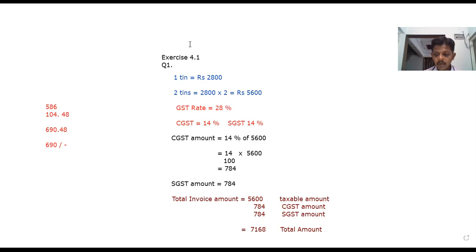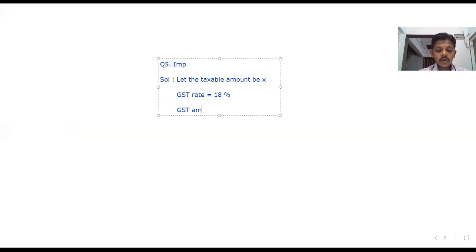See, listen to me now. This is a very important question. Those who are writing it, write it as very important. This is question number 5, let me write there as important. Now see, in the solution part, we don't know the taxable amount. Let the taxable amount be rupees X. What is given to you? GST rate is 18%, yes or no? Yes. So what will be the GST amount? 18% of X. Yes or no?